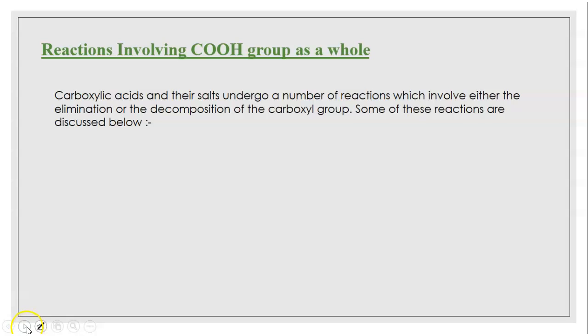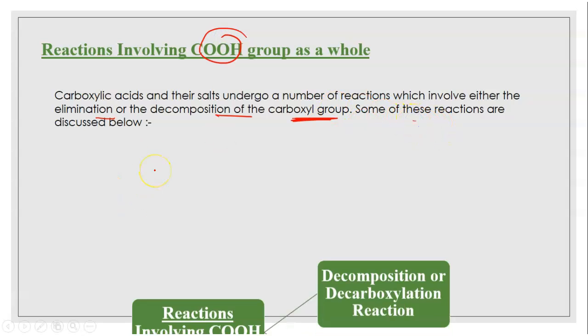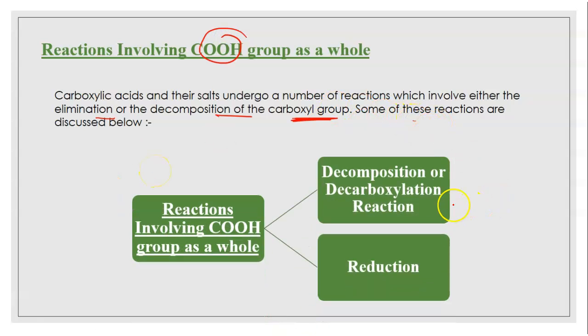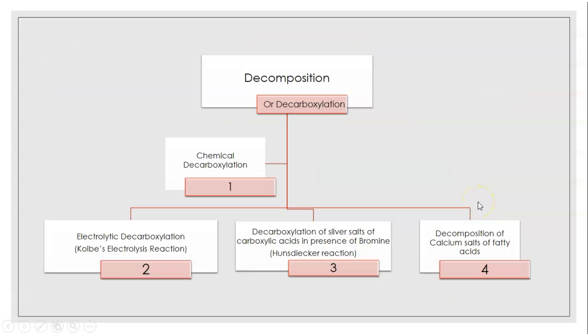What is happening here is that carboxylic acids and their salts undergo a number of reactions which involve either the elimination or decomposition of the carboxyl group. Some of these reactions are discussed below. The first one is the decomposition or decarboxylation reaction, which involves the removal of the carboxyl group, and the second one is reduction. So let's proceed further.